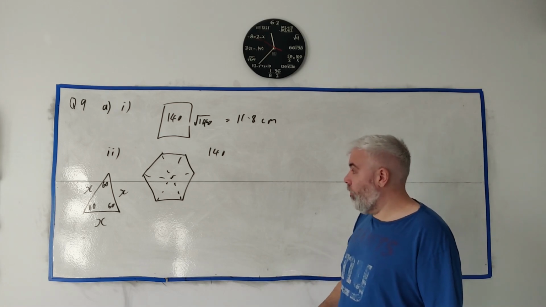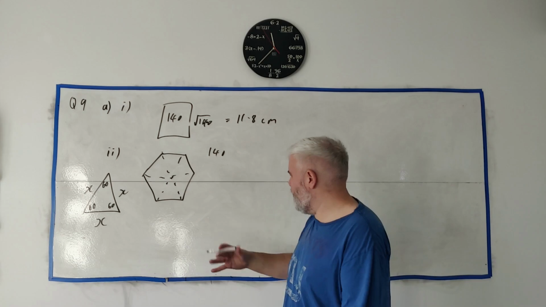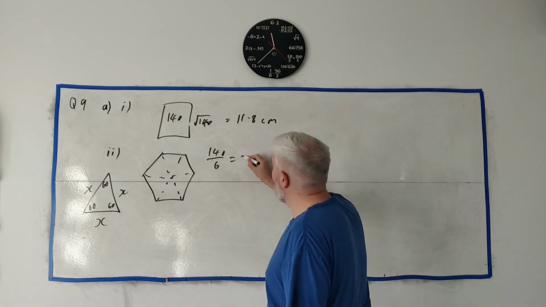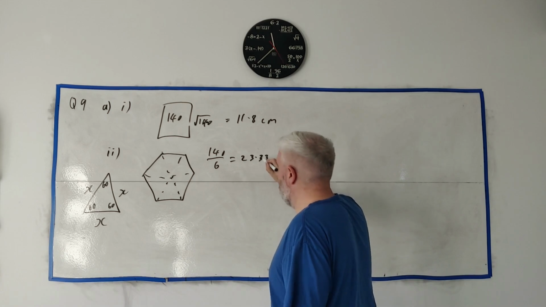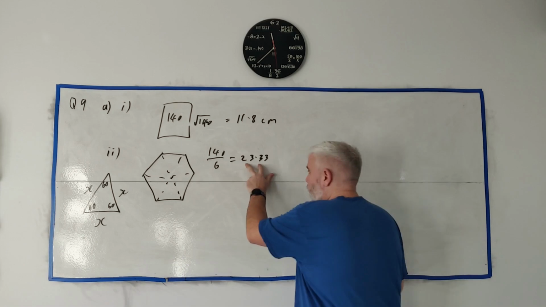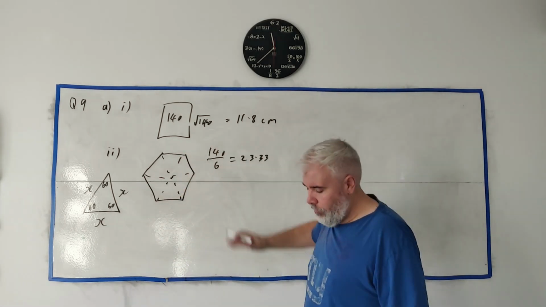So what's the area of one of these? Because I know 6 of them is this. Or to say it another way, divide this by 6, 23.333. So that's the other way. The area of this is equal to 23.33, is another way to do it. Or 6 of these is equal to 140.